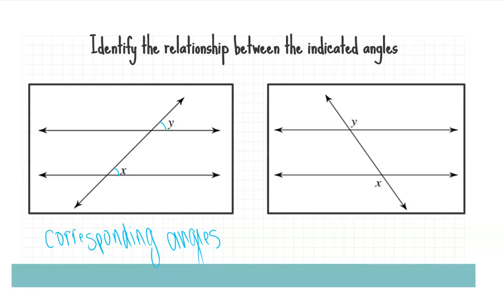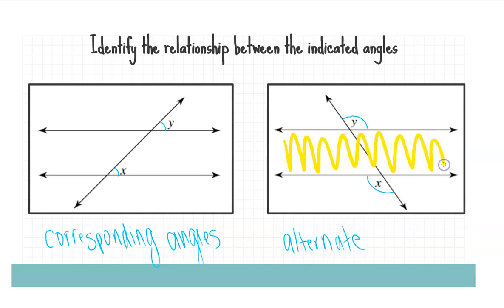For our second example, we have angle Y and we have angle X. If we notice, they are on opposite sides of the transversal. Angle X is on the left side, whereas angle Y is on the right side. So we know we're going to have opposite or alternate angles. And then both of these angles are outside of the parallel lines. So this would be inside. Both of these angles are on the outside. So these are going to be alternate exterior angles.